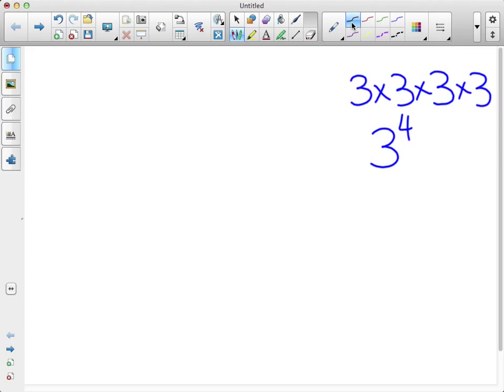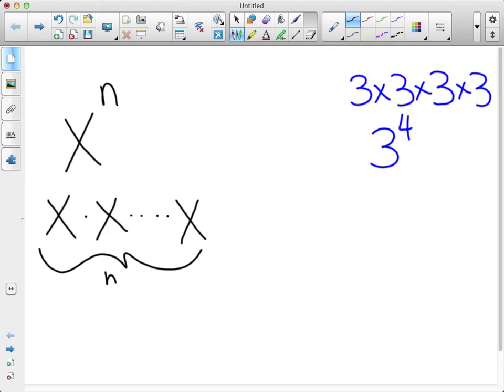In general, we will have a number, in this case I'll call it x, and you will have it repeated n times, whatever n may be. And in between, we will have multiplication. So you will have x times x, and you'll have x multiplied together n times. Okay? The x is referred to as the base, and the n is referred to as the exponent.